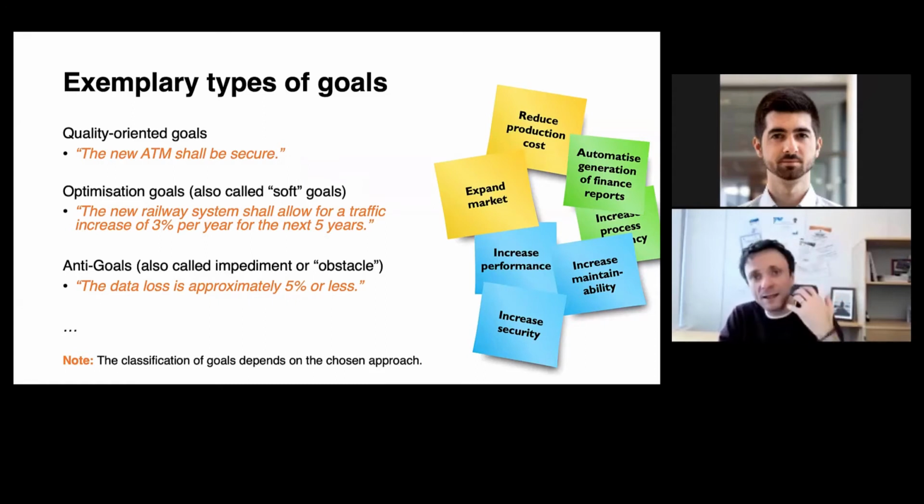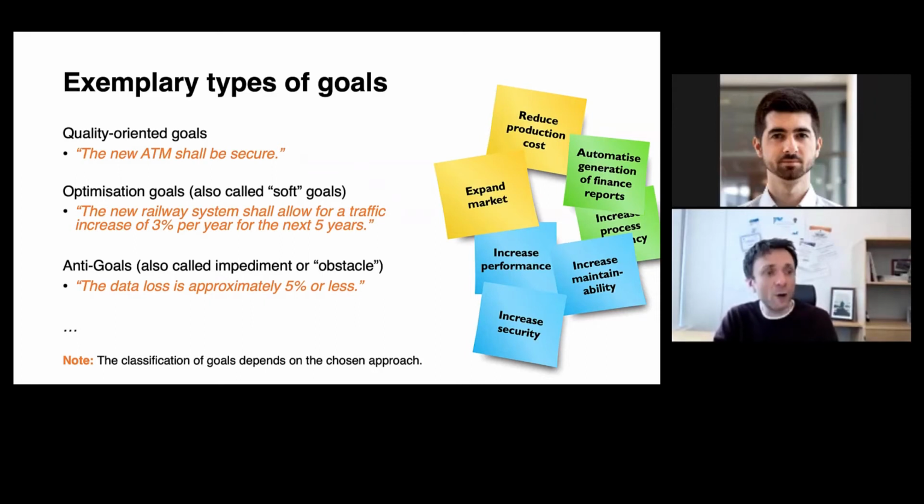But one typical example that you will find out there very often for a class of goals are quality-oriented goals. So one example for a quality-oriented goal is the one that we have discussed already. This is the new ATM shall be secure. Quality-oriented goals are a great means to infer quality requirements or non-functional requirements of a software system, and they are typically very easily expressed by the stakeholder.